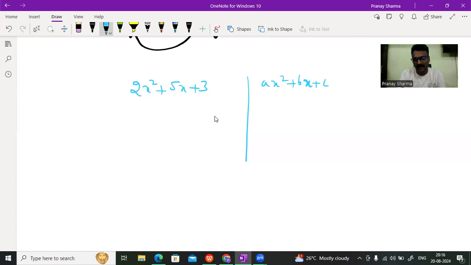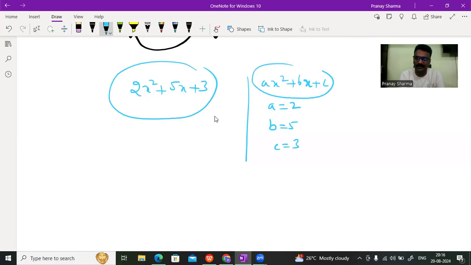Fine. A is what? 2. B is what? 5. And C is 3. If you compare this with this, you will be able to figure out A, B, and C. Fine. Okay. So this part is sorted. Now we need to multiply A and C. What is A and what is C? 2 and 3. It will come out to be 6. That means we need to split the middle part in such a way that the product of that split should be 6.